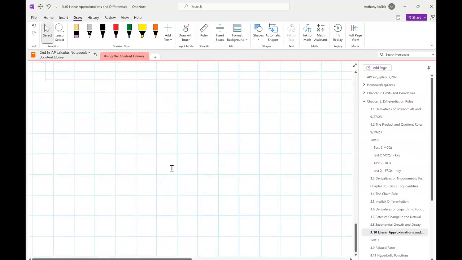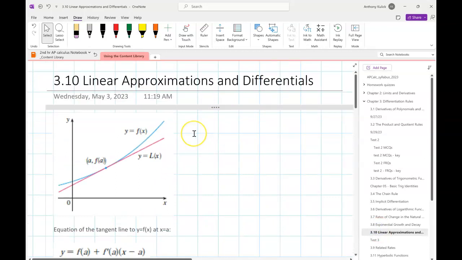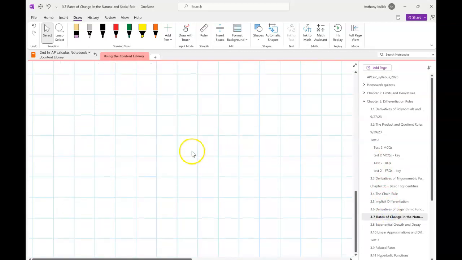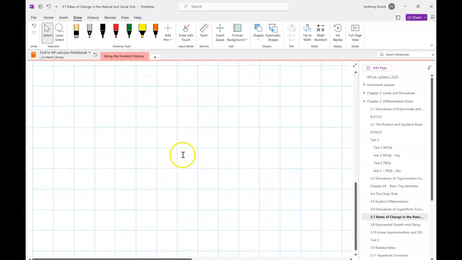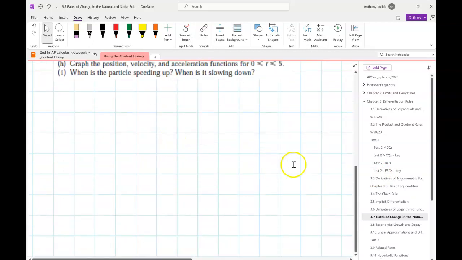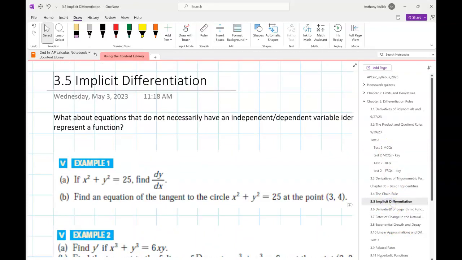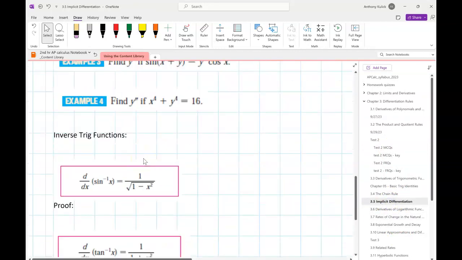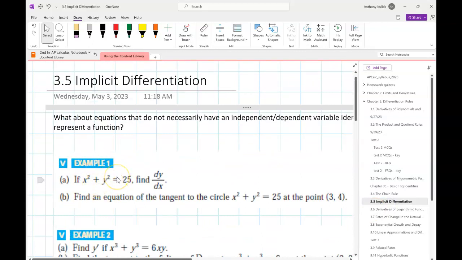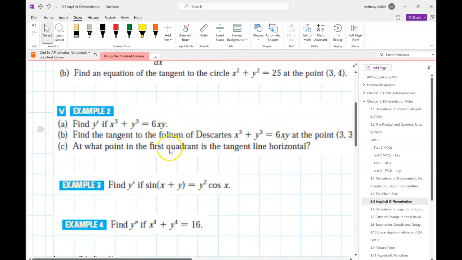3.10 is super easy. That's it. It's basically writing tangent lines. 3.7 is just story problems. Look at what I have written down for my 3.7 notes so far. Just one example problem. So be ready that it's going to go quick once we get past implicit differentiation, which is, what do you do if you have an x and y on the same side? Unseparable. Like y is no longer just a constant or a variable by itself.